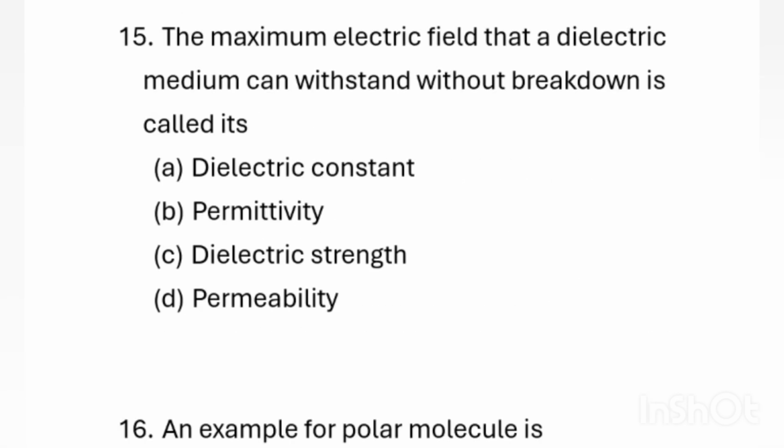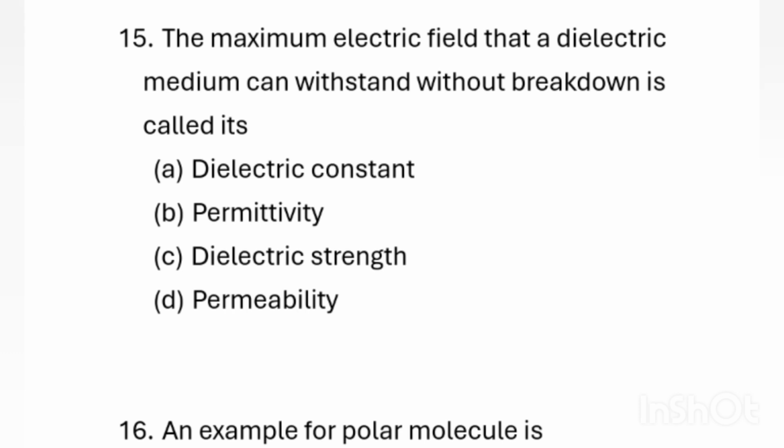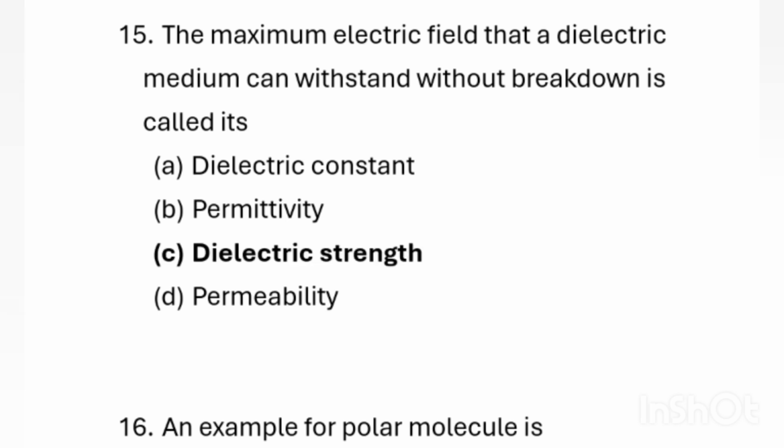Question number 15. The maximum electric field a dielectric medium can withstand without breakdown is called its option A, dielectric constant. Option B, permittivity. Option C, dielectric strength. Option D, permeability. Here the correct answer is option C, dielectric strength.